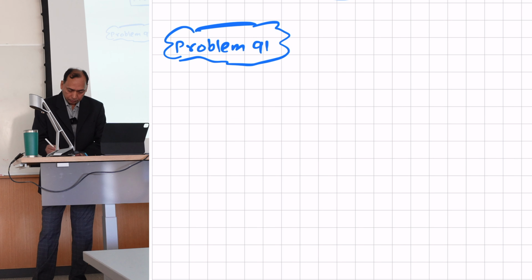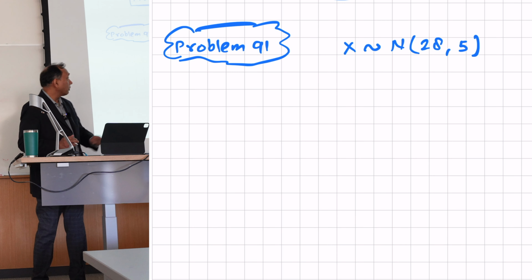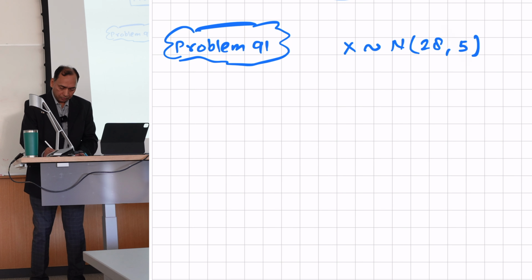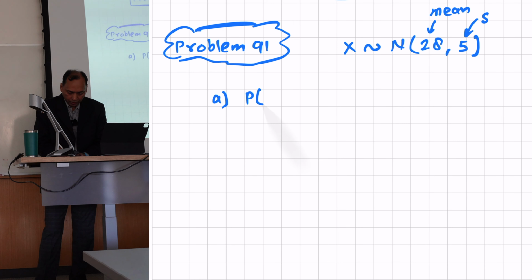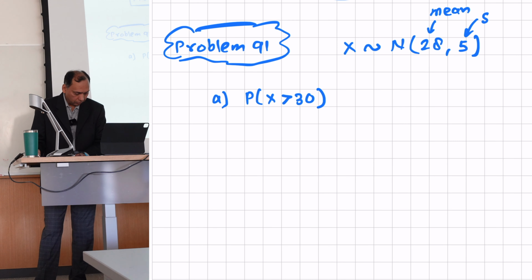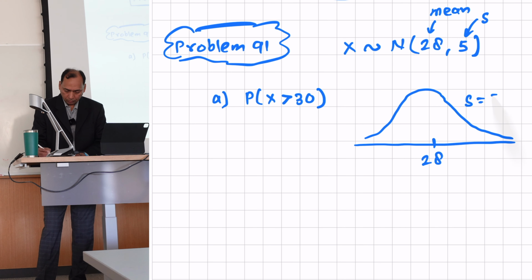First of all, what is given? It says X follows normal distribution with mean 28%. So I'm only going to write 28 and 5% as the standard deviation. So we always write mean first and then standard deviation. So once you have that, part A is asking basically what is the probability that X is more than 30? So 30 is somewhere here, and more means this area.